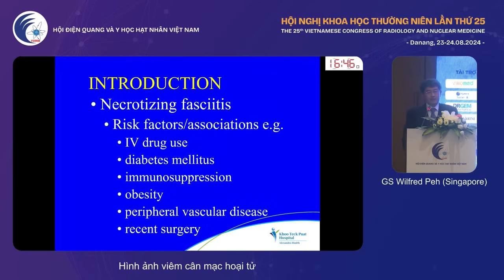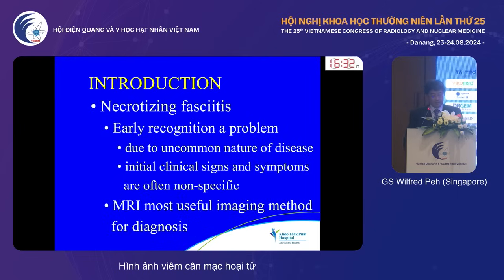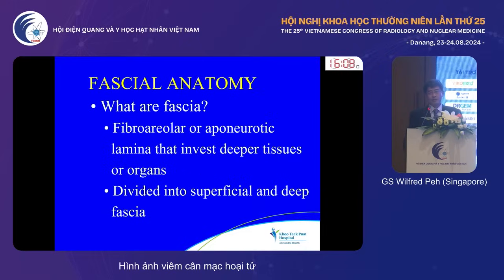There are some risk factors and associations as listed: intravenous drug use, diabetes, immunosuppression, obesity, peripheral vascular disease, and recent surgery. Clinically, early recognition is usually a problem because it's not a very common disease. The initial clinical signs are usually quite non-specific. The patient comes in with painful swelling of the limbs, and MRI is the most useful imaging method for diagnosis. So most of my talk will focus on MRI features of necrotizing fasciitis.